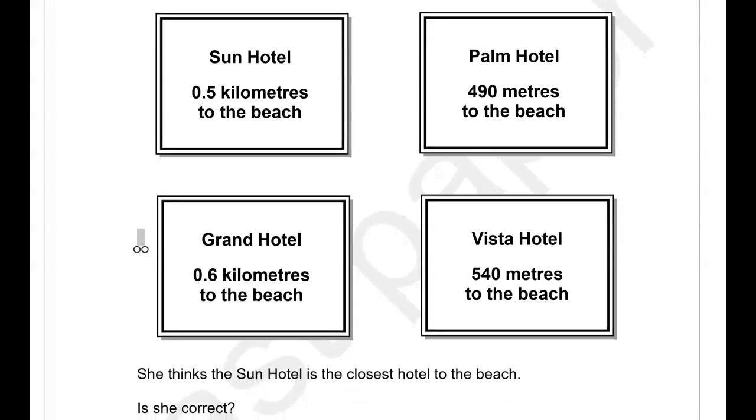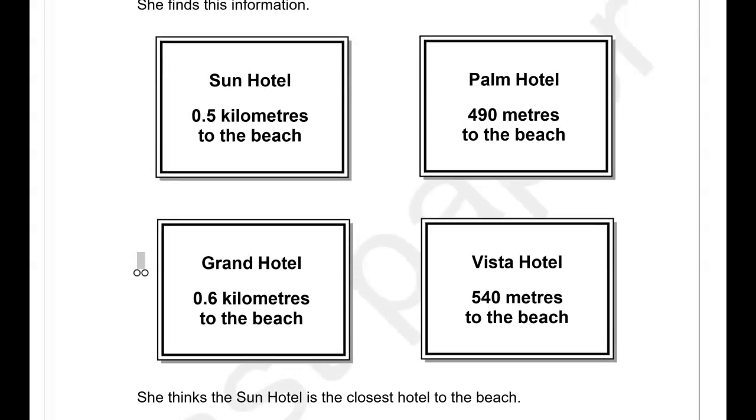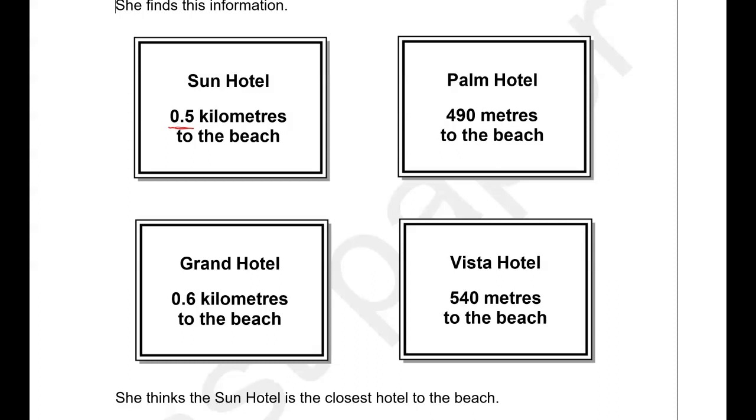She thinks the Sun Hotel is the closest hotel to the beach. Is she correct? Give a reason for your answer. So Sun Hotel 0.5 kilometers. So that's half a kilometer. In 1 kilometer there are 1000 meters. K helps us there. We use K to mean 1000. So km, 1000 meters. So this is 500 meters.